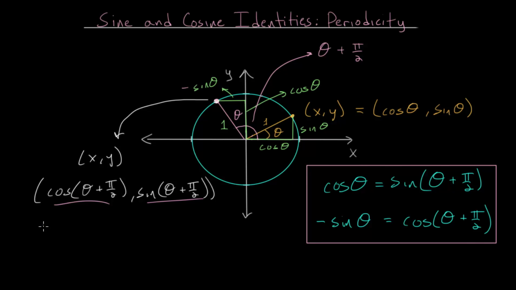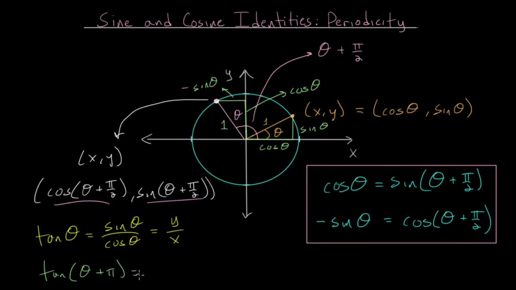To do that, we just need to remember that the tangent of theta is equal to the sine of theta divided by the cosine of theta. Remember that tangent of theta on the coordinate plane is defined as the y coordinate divided by the x coordinate, where y is sine of theta and x is cosine of theta. Now, when we add pi over 2 to this angle, this would be equal to the sine of theta plus pi over 2 divided by the cosine of theta plus pi over 2.